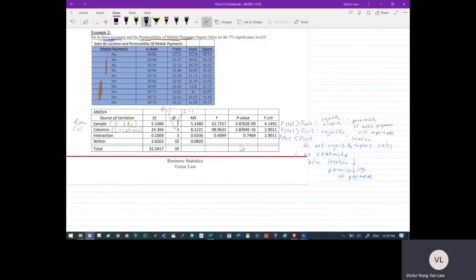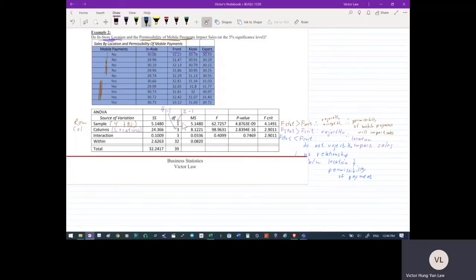So the first concept is that we're given the F statistic and the F critical. With these 2 numbers, we can state our conclusions. So we have the F statistic and the F critical for the sample, for the column, and for the interaction. Sample is your row. In the row, we have no and yes. So we have yes and no for the sample.